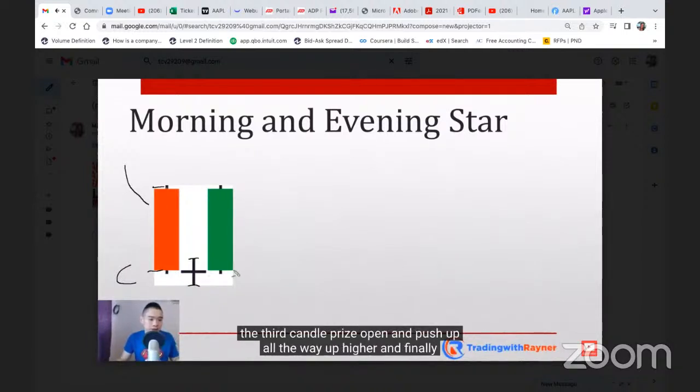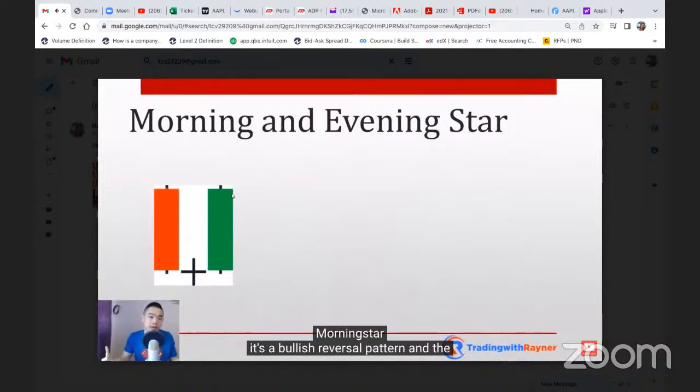And then finally, the third candle, price opens and pushes all the way up higher, finally closing near the highs. So if you look at the price action of this candlestick pattern, it's like: first candle, sellers are in control, pushing the price lower. Second candle, buyers and sellers are in equilibrium, cannot decide who gets the advantage, so they pretty much close at the same level. Third candle, buyers stepped in and say, hey, I'm in charge. Boom, price closes near the highs. So that's the meaning behind the morning star. It's a bullish reversal pattern.